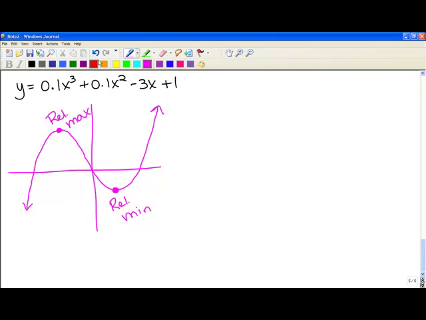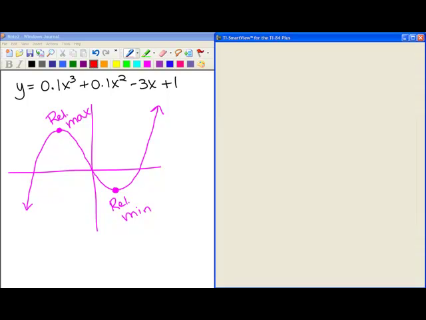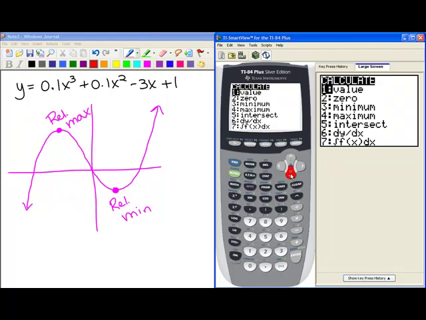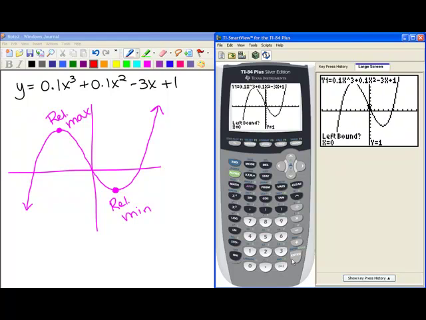Now before we go on, we need to figure out what those values are. So I'm going to go back to my calculator. I'm going to press second, calculate. And I'm going to do the maximum first. So I'm going to go down to number 4 and choose that command. Now you need to bring the cursor up here to the maximum. So I'm going to press the left arrow until it gets up there.